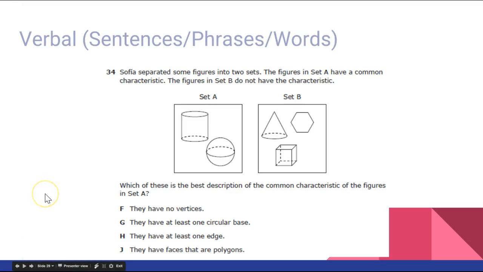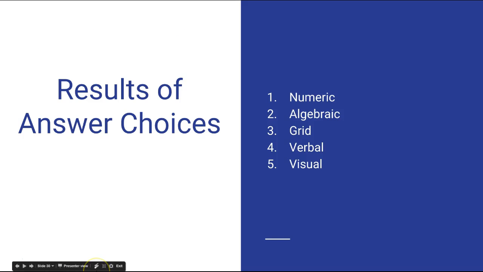If you guessed verbal, you're correct because we have complete sentences here at the bottom as your answer choices. So what are the results of our answer choices? Think to yourself, try to predict. Which do you think appears more often on our STAAR test that we took in 2016? Now that you made your guess, let's look at the results.